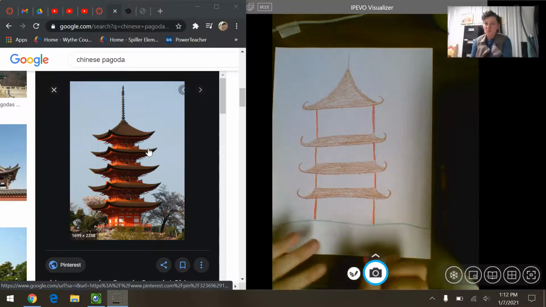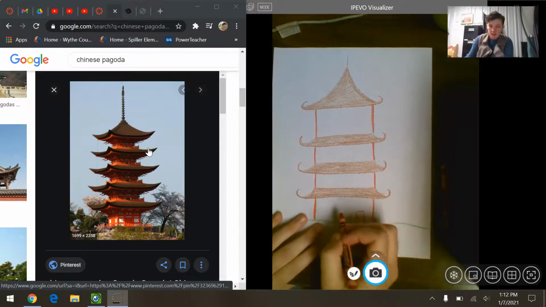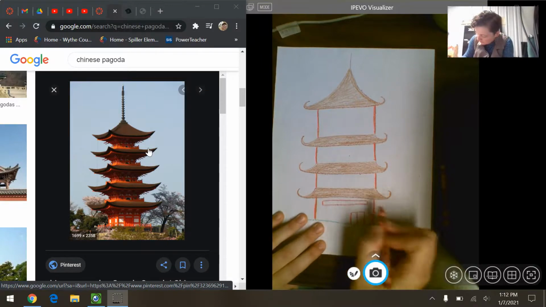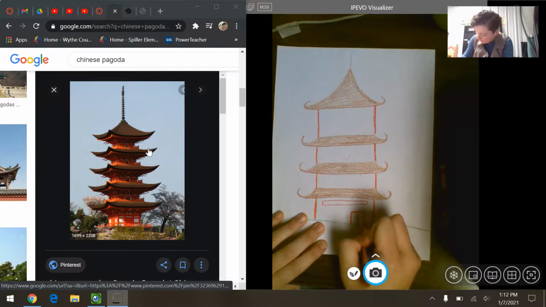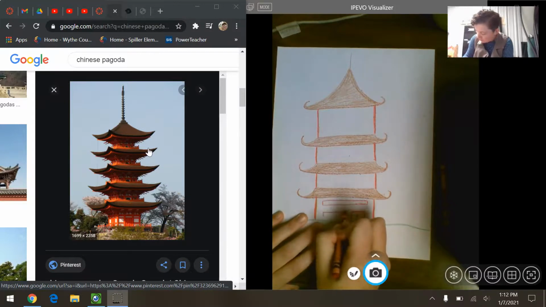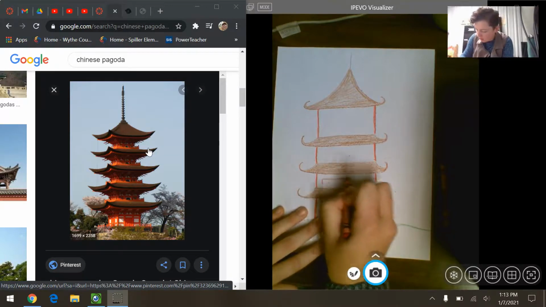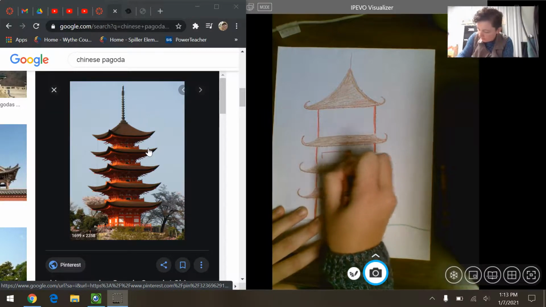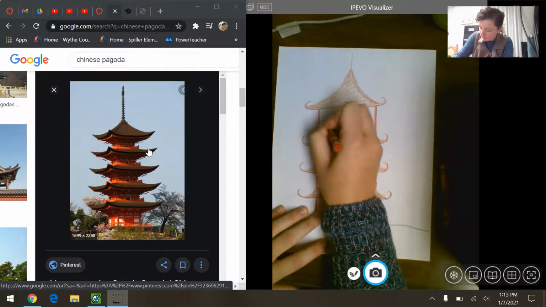And what you need to do now is you can go back and add doors. You could add windows. Okay, so decorate your pagodas. And then you are going to color them in.